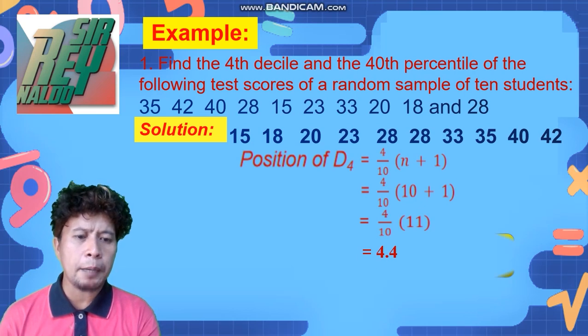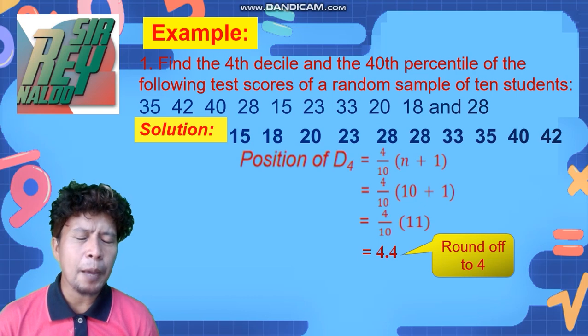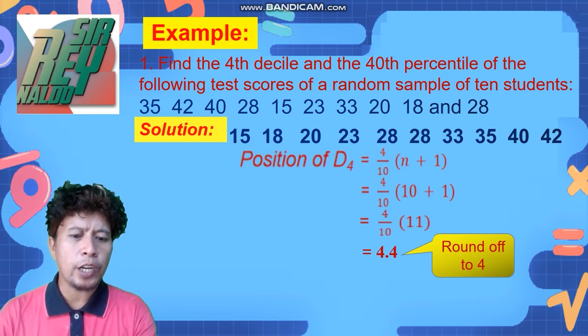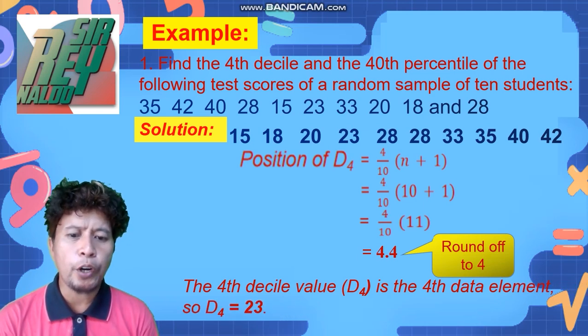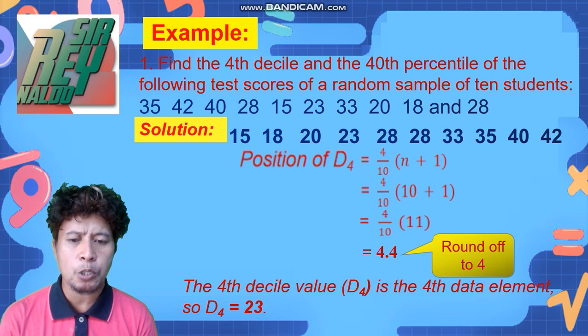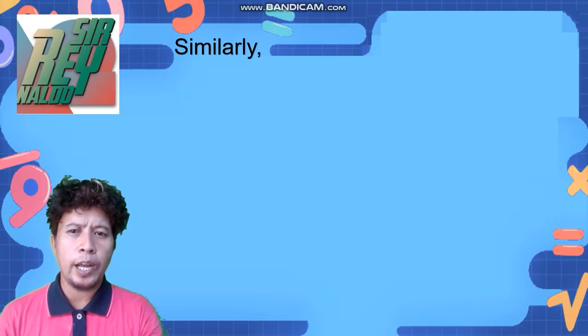Okay, so this time, ang gagawin natin ay round off to 4. Pag sinabi nating round off, it is subject to the rule in rounding off numbers. So, kung 4.4 siya, magiging 4 na lang siya. Kasi yun yung rule ng round off natin. So, the 4th decile value D4 is the 4th data element, and that's equivalent to D4 is equal to 23. Okay, how about this one?